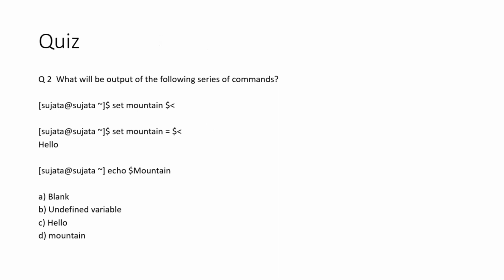Question number 2. What will be the output of the following series of commands? Set space mountain $<, echo space $mountain, with M being the capital letter. Your options are blank, undefined variable, hello, mountain.